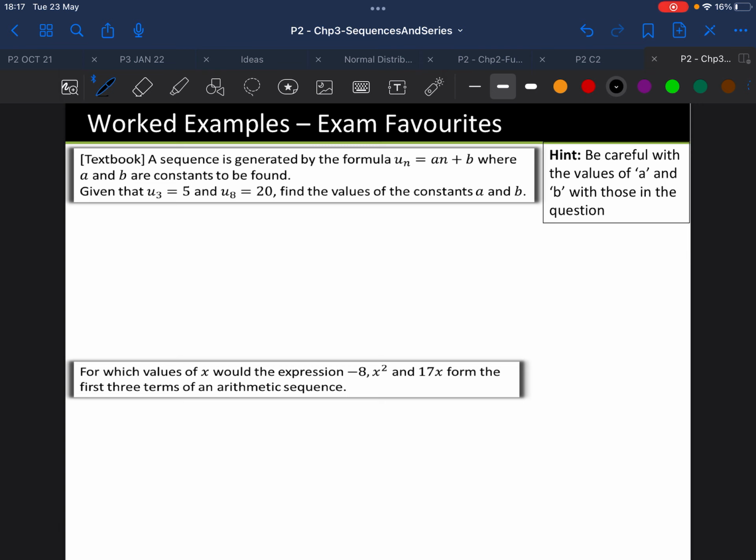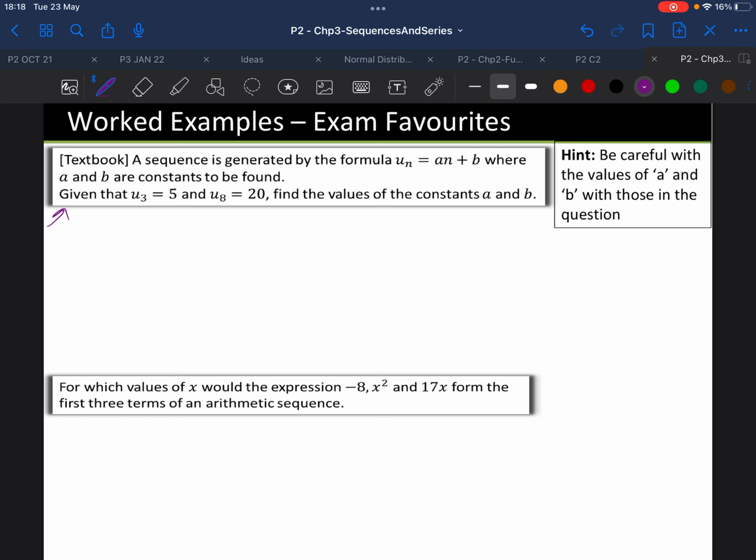Let's do a little bit more like exam favourites. So the top one really here, this is like a bread and butter question that you'd be asked all the time. So we've got a rule here, some arithmetic rule, where we have to find some numbers. The third term is 5, the eighth term is 20. A few ways you could do this.